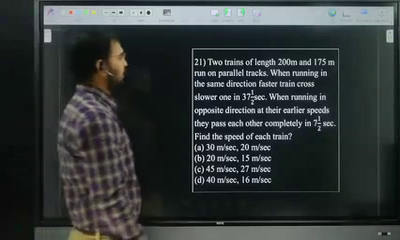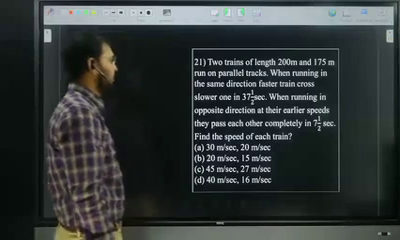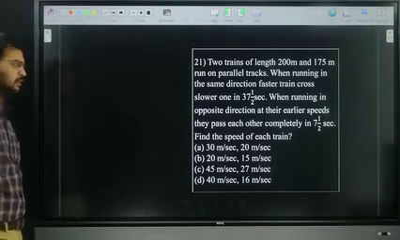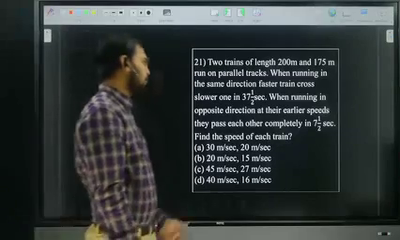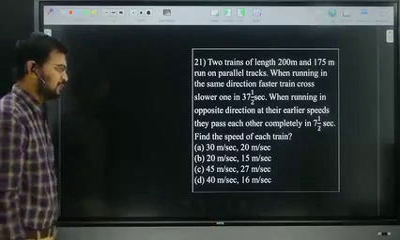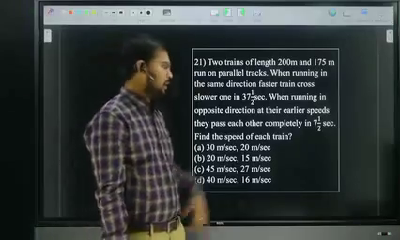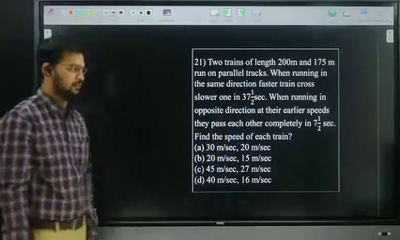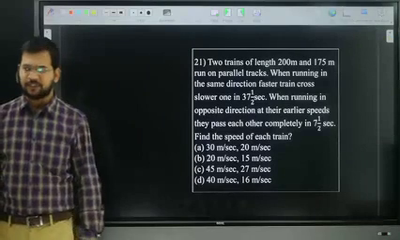Two trains of lengths 200 meters and 175 meters run on parallel tracks. When running in the same direction, the faster train crosses the slower one in 37.5 seconds. When running in the opposite direction, they pass each other completely in 7.5 seconds. Find the speed of each train. Just try to solve yourself. What is the answer for this question?